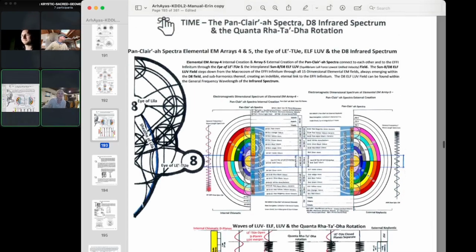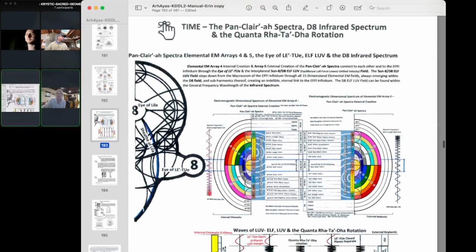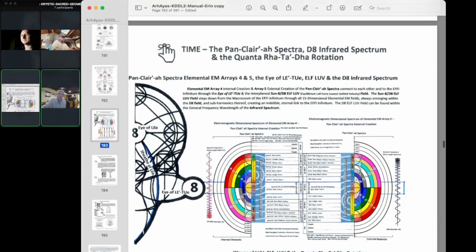So just to touch on a couple of these terms that we're talking about. We looked at what these rainbow looking things are, right? And these represent the spectrum of electromagnetic frequency that makes up that part of creation. So we had said the D8, dimension 8 point, is the point where you find the ELF LUV field. So what that stands for: ELF would stand for equilibrium lull force, and LUV stands for lowest unified velocity. So we have the equilibrium lull force, lowest unified velocity field, the ELF LUV field. And this is where our Sun 8 frequencies come into play, and our passage of the 8's.